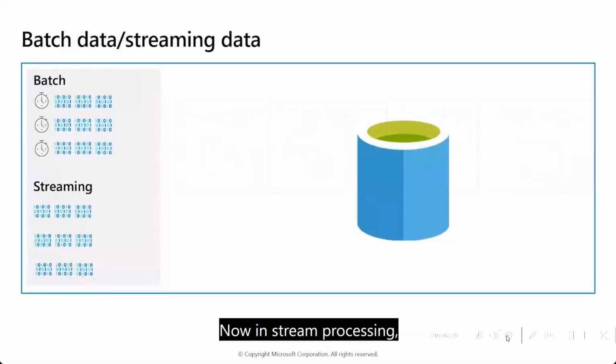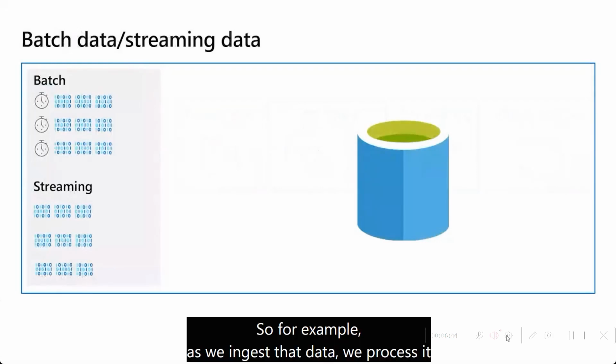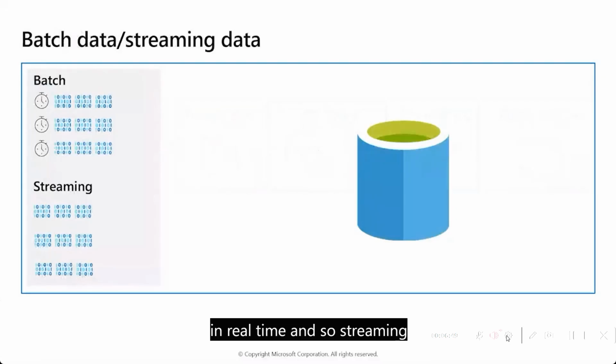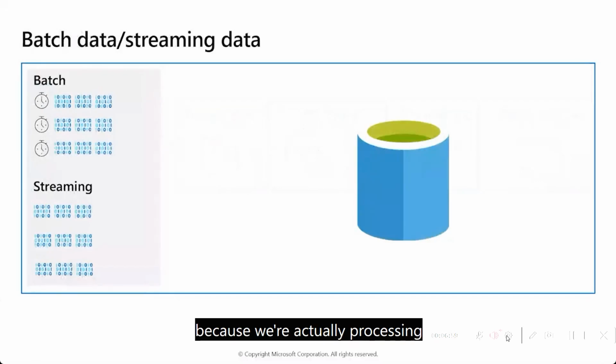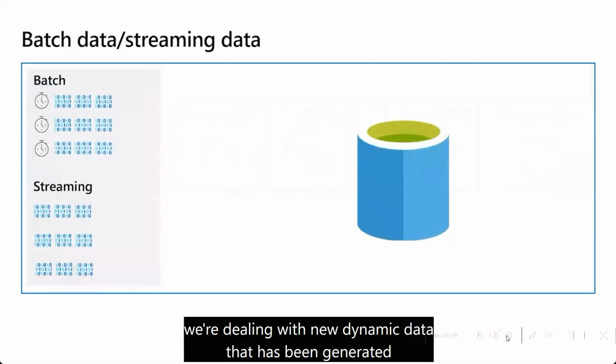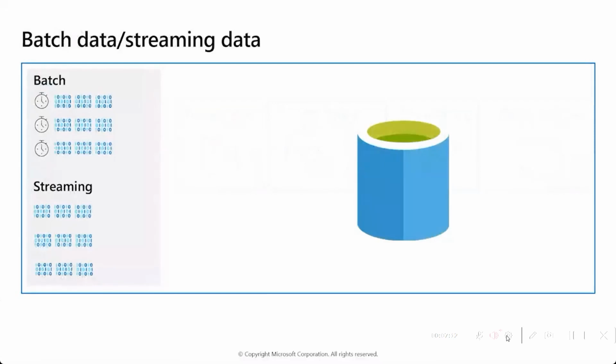Now, in stream processing, each new piece of data is processed as it arrives. So, for example, as we ingest that data, we process it in real time. And so streaming handles data in real time. Unlike batch processing, there's no waiting until the next batch interval to process that data, because we're actually processing each individual data item as it comes in. And so stream data processing is very useful for scenarios where we're dealing with new dynamic data that is being generated on a continuous basis.